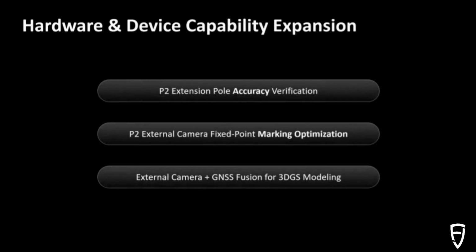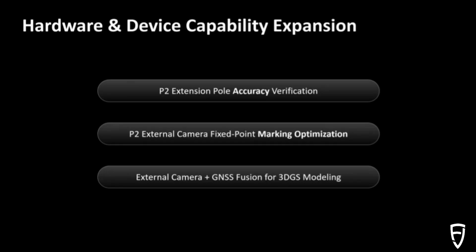Well, the remaining new functions are primarily aimed at enabling deeper utilization of the hardware capabilities. So also let's take a look at them. We have improved accuracy when working with the P2 extension pole. Using a pole is different from ground marking because the extra height can affect accuracy. So now the system performs an additional accuracy check after pole-based measurements. That gives you more reliable results for elevated targets.